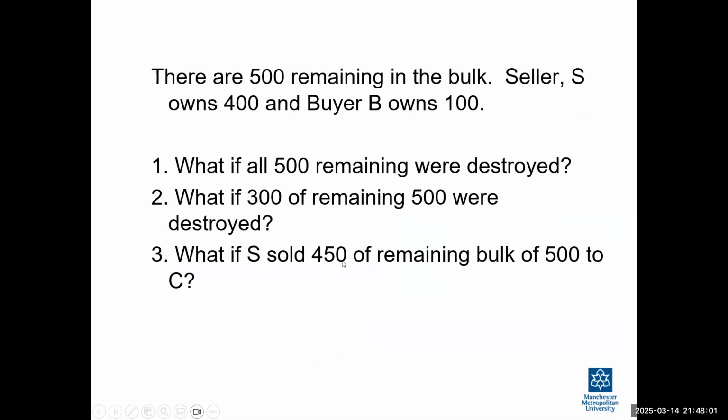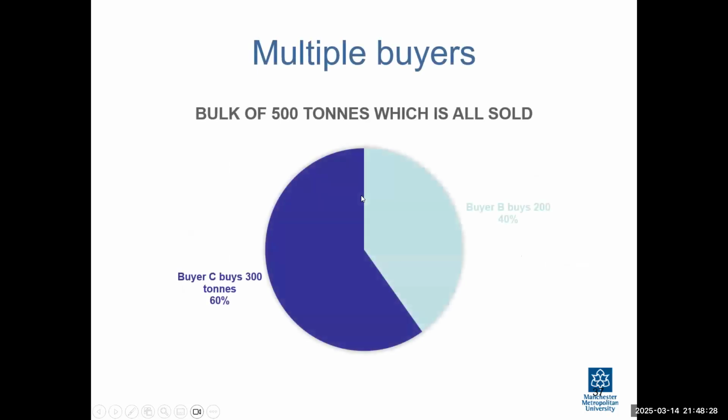Yeah, I think this is so. What if 500 were destroyed and 300 remaining were... what if 300 of remaining 500? What if 450 of the remaining bulk of 500, what if he sold 450 of the remaining bulk to C? He has infringed on the interest of buyer B because he has sold the goods belonging to buyer B. So buyer B now has to sue him for non-delivery.